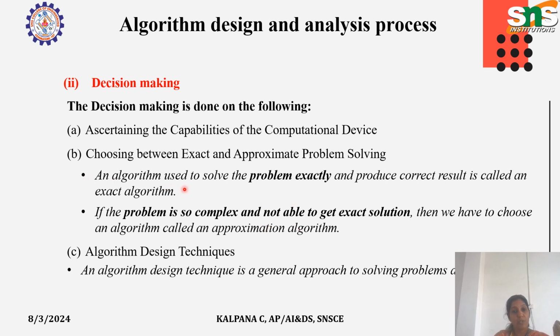An algorithm used to solve the problem exactly and produce correct results is called an exact algorithm. Or sometimes, if the problem is so complex, we cannot get the exact solution. In that case, we can use an approximation algorithm. So we should choose between these two, exact algorithm problem solving or approximate algorithm problem solving, based on the complexity of the problem.